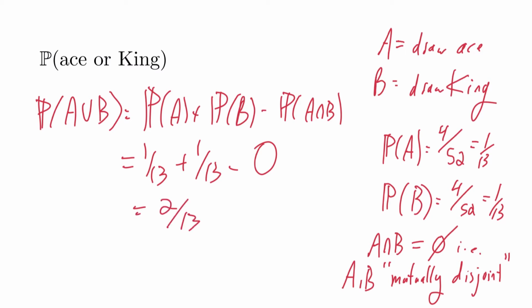So in this case, we followed the same rules as before. We used this union law, but in this case, there was no intersection between the events A and B. It was not possible to draw one card and have it both be an ace and a king. So what I had to subtract was just 0.